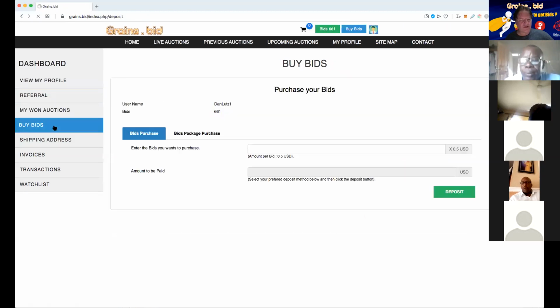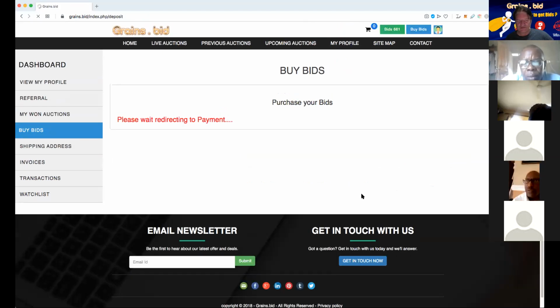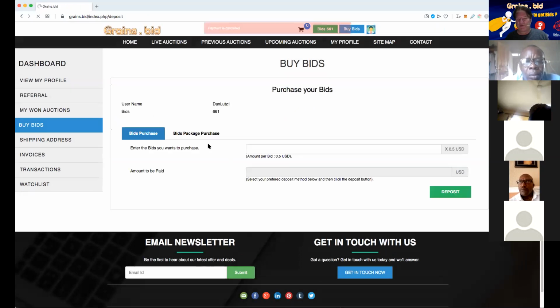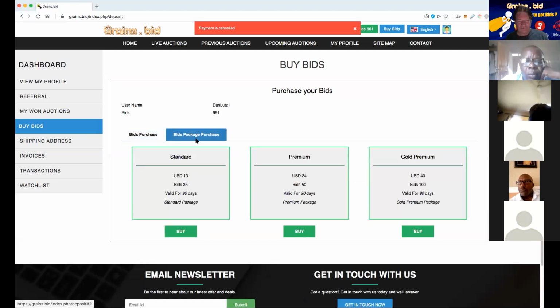I then also can go down to buy bids. And here, if I wanted to get 20 bids, it would say please pay $10. You go ahead and make a deposit to do that. Now, right now it's set up only for PayPal. So even though it says Stripe and Razor Pay, it's only set up for PayPal. We're setting up coin payments, and it will go through. It'll be probably ready maybe today, maybe tomorrow, maybe the next, but it's soon.